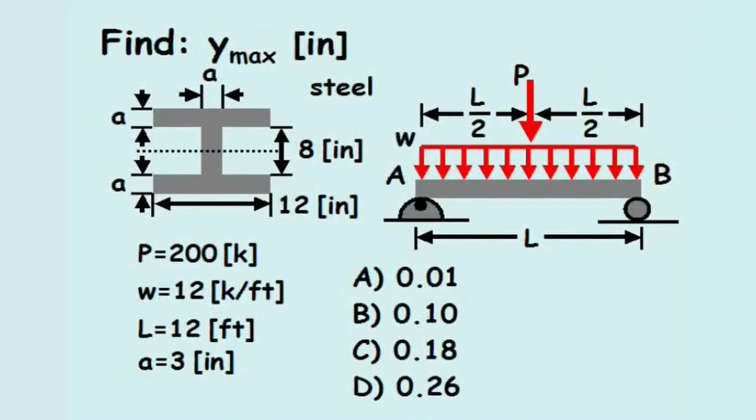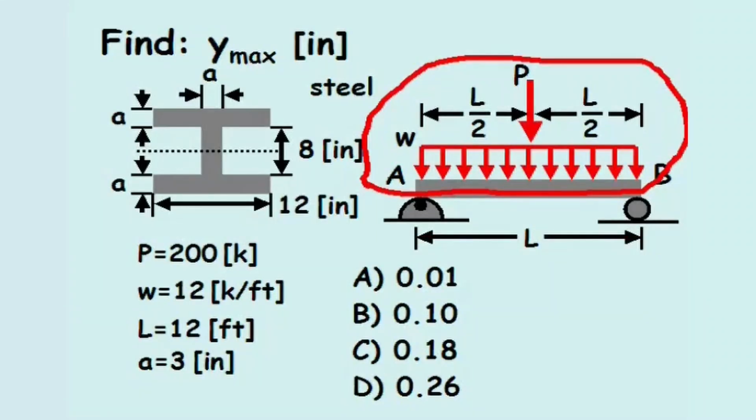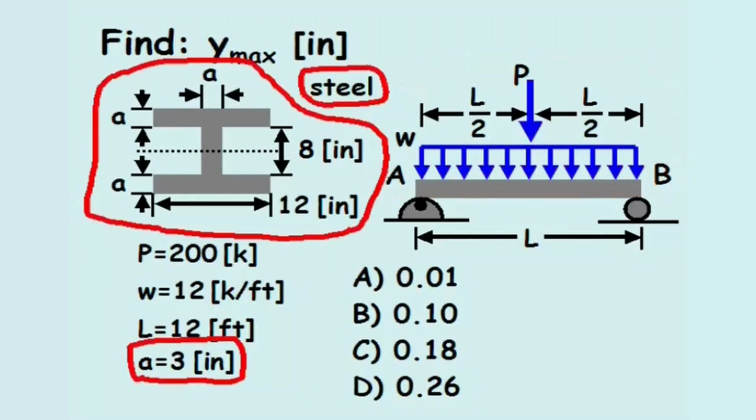Find the maximum deflection in the beam, in inches. In this problem, beam AB is connected with a pin connection at joint A and a roller connection at joint B. A continuous load, W, acts along the entire length of the beam, and a point load, P, acts at the midpoint of the beam. The beam is made of steel, and the cross-sectional dimensions are provided.